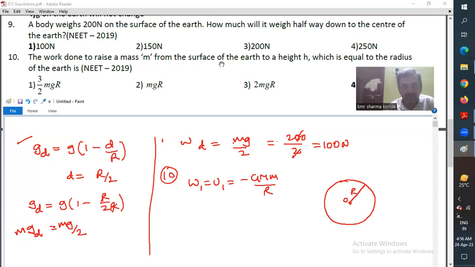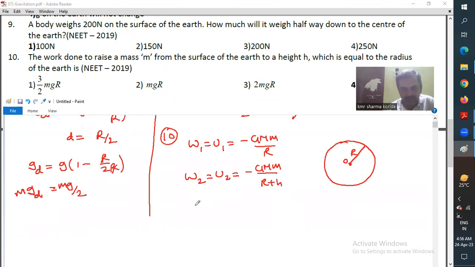So now the question is, work done to raise a mass m from the surface of the earth to a height h, which is equal to the radius of the earth. So we are taking the body to a height equal to the radius of the earth. So U2 is minus GMm by (R plus h). Difference only we are talking about. So U2 minus U1 is minus GMm by (R plus h). Here h is equal to the radius of the earth, so h is R only.